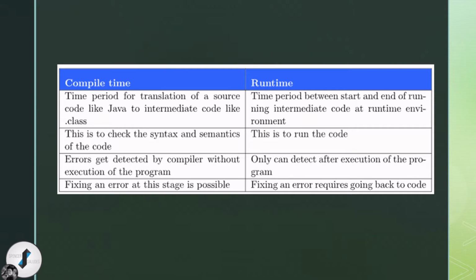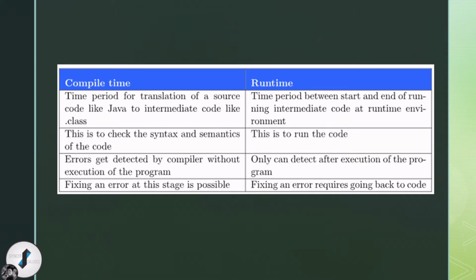Sa runtime naman, ito na yung period between the start, kapag nirun na natin siya hanggang matapos yung code na niraran natin at runtime environment. Si compile time, chine-check niya yung mga errors na nakita niya. Halimbawa, may syntax error, so hindi niya na yun iraran. Tapos may semantics. And then, the runtime, this is the time na dun pa lang niya makikita yung mga error sa runtime, yung pag niraran ng code.